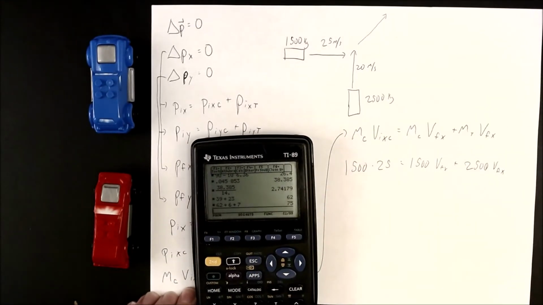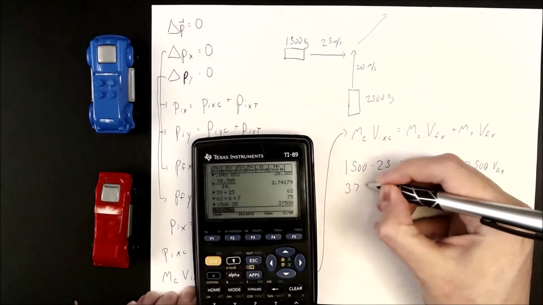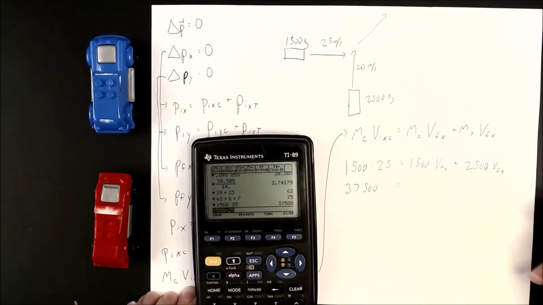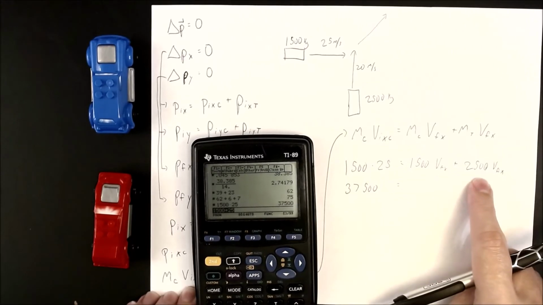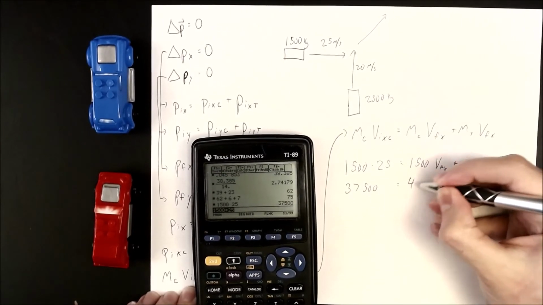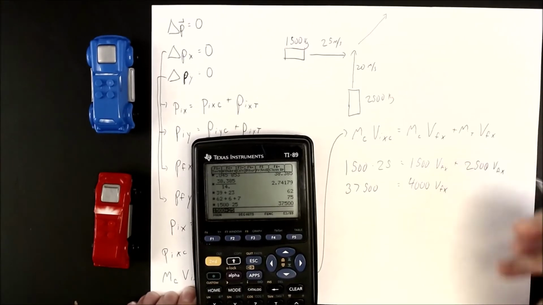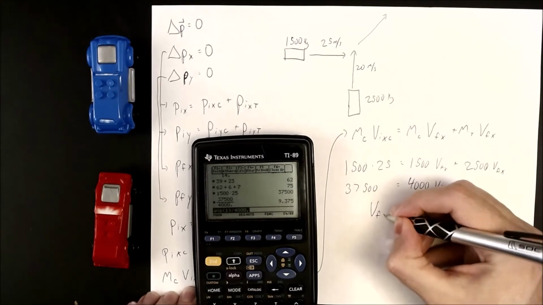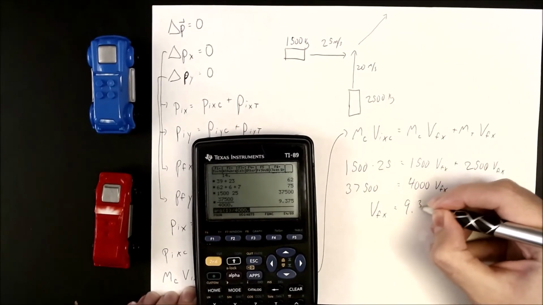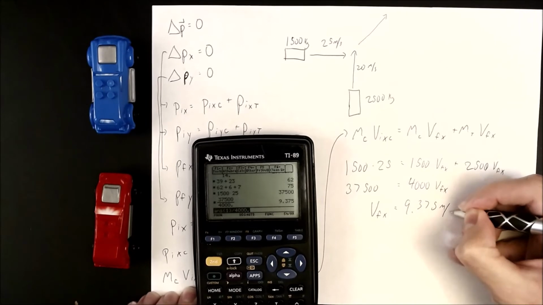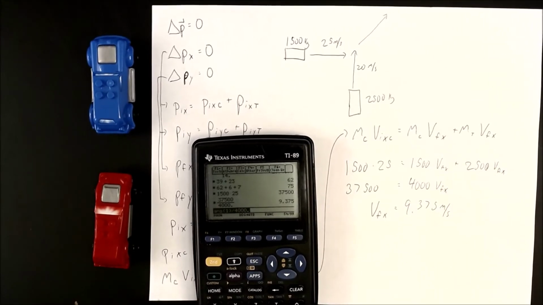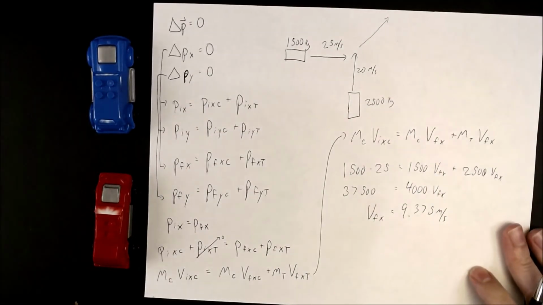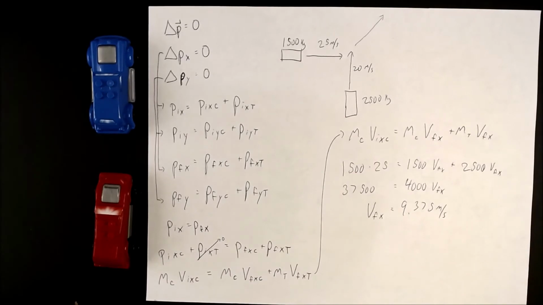Not too bad. 1500 times 25 is 37,500, and that's equal to, what's that plus that? You can figure that out, 4,000 V final x. Divide that by 4,000, and we get that V final x is 9.375 meters per second. We have done half the problem. We've done all this, and that ends up being just half the problem right there.